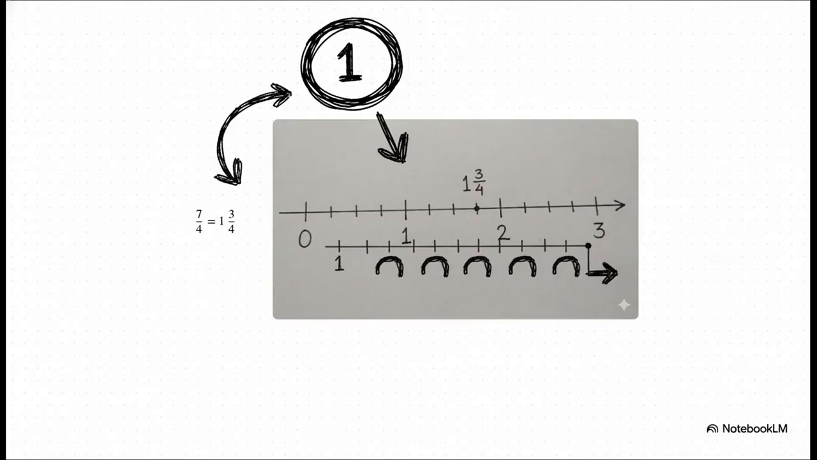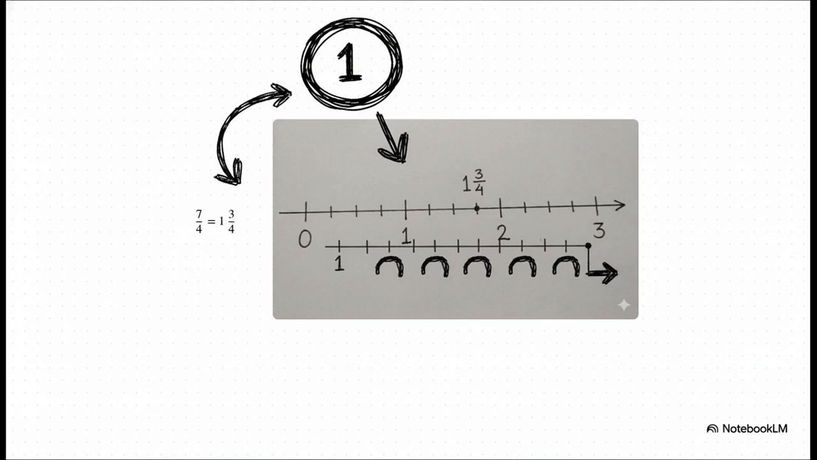Let's try one. We've got 7/4. Step 1, convert it. It becomes 1 3/4. That big number 1 tells us everything. Our number is past the whole number 1, so it's got to be somewhere between 1 and 2.